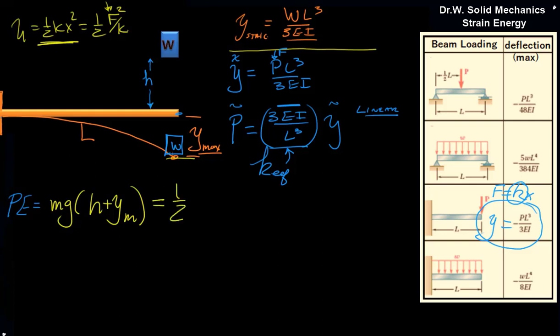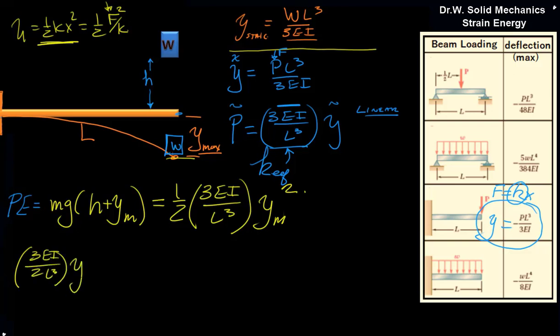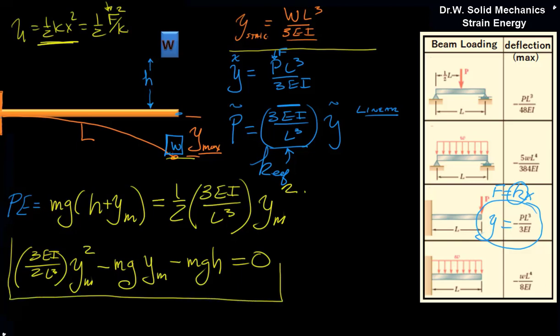So this will equal 1/2 k, which is all of this, 3EI over L cubed, times y max squared. And if we rearrange this, we'll get 3EI over 2L cubed y max squared minus mg y max minus mgh is equal to 0, which we can solve using the quadratic equation. If we plug in our values, we could find two values for y. One of them we'll omit, and we'll find then that y max will be greater than the y static.